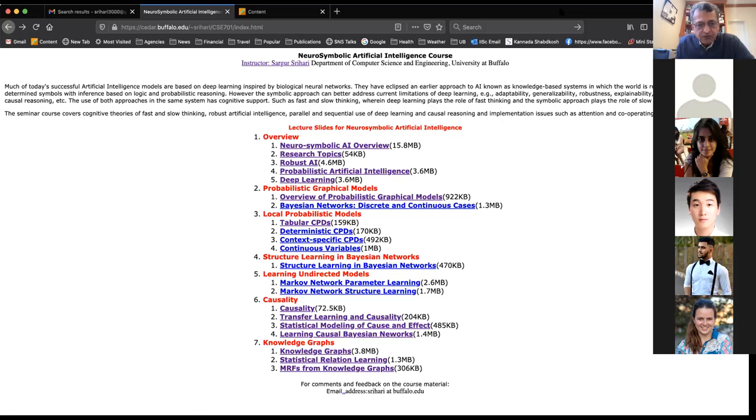Anyway, the use of both approaches in the same system has cognitive support. Now we are saying a hybrid approach. It's not one or the other, but it's both. It's a hybrid approach, and it has cognitive support. I say cognitive support because Daniel Kahneman was basically a psychologist who got the Nobel Prize in economics, but he is the one who formulated this fast and slow thinking. So we can say that idea can be useful here.